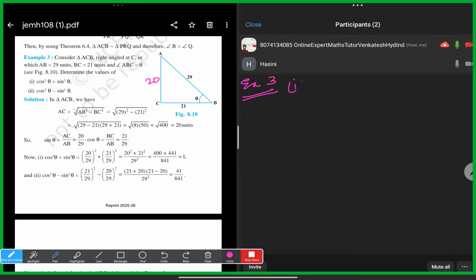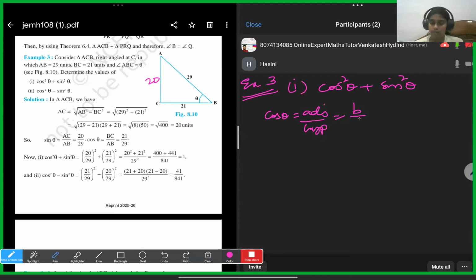Now the first part: cos square theta plus sin square theta. So we know from the figure, Hasni, cos theta is equal to adjacent side by hypotenuse, or base by hypotenuse, which is 21 by 29.